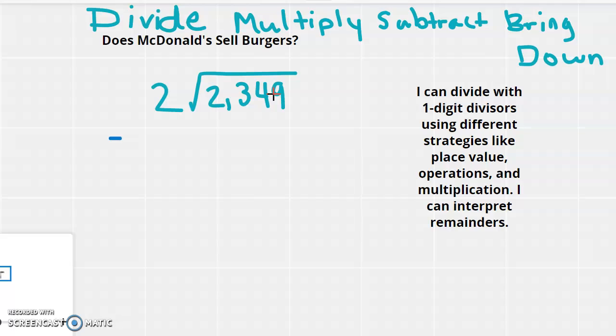The quotient is what we are solving for. We are solving for quotients when we do division. So our answer is called a quotient. So looking at our problem, 2,349 divided by 2.